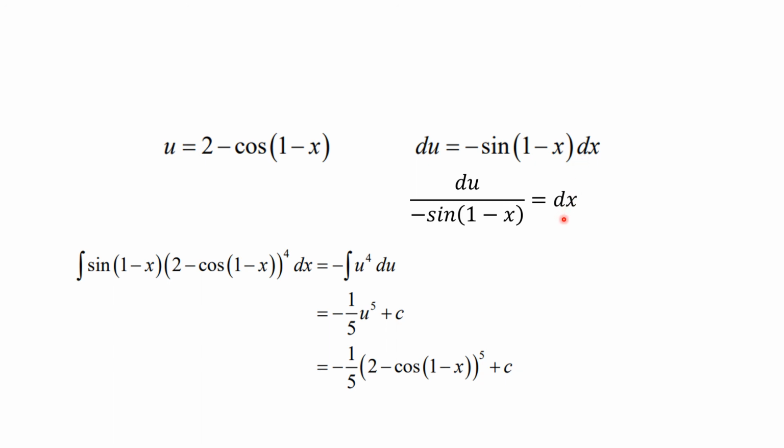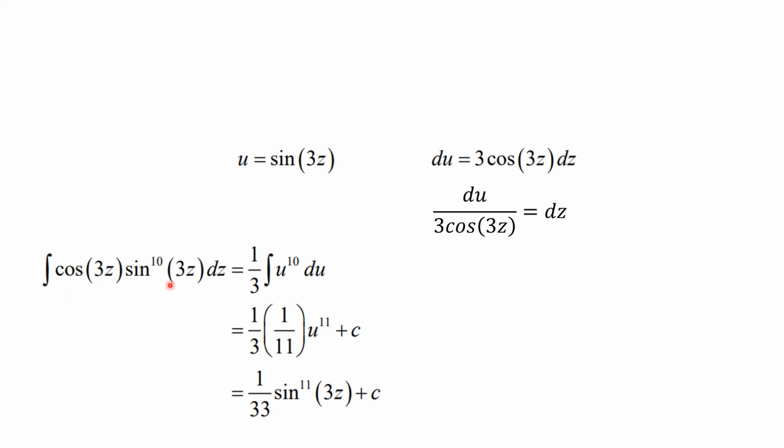I solve for dx, and I have that dx is du over minus sine 1 minus x. Now, the sine of 1 minus x in the numerator and the denominator is going to cancel, but there is going to be a leftover minus sign, and so we have minus the integral of u to the fourth du. That's going to be add 1 to the exponent, divide by the new exponent. This is minus 1 over 5 u to the fifth plus c, and then I reverse my substitution, and I get that this is the answer to that problem.